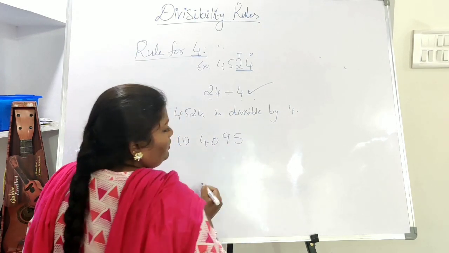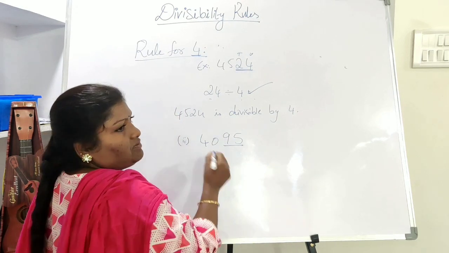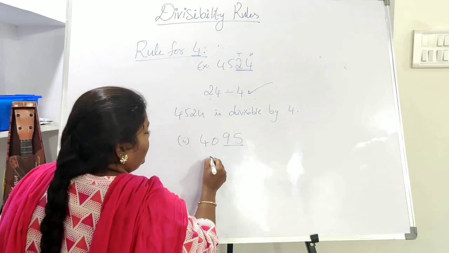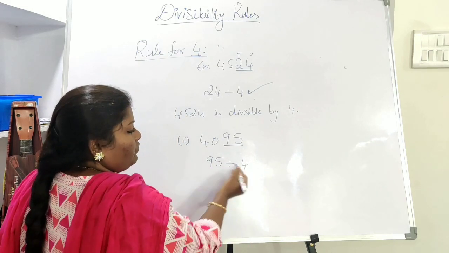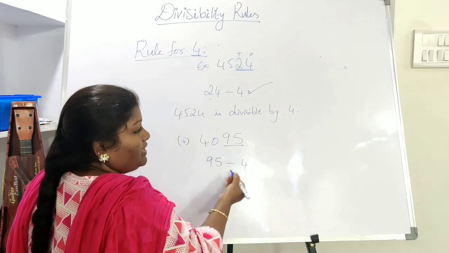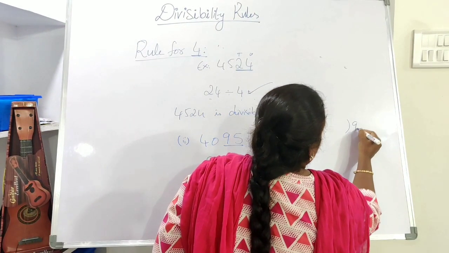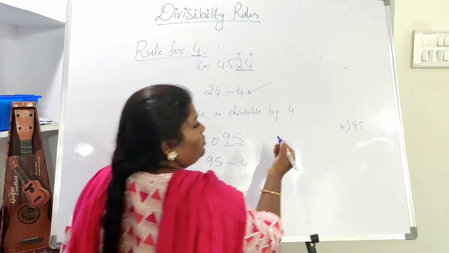4095. Now what you have to do? You have to check for these 2 digits whether this is divisible by 4 or not. Take 95 and check whether it is divisible by 4 or not. If you are not able to check directly by seeing, you can go for division. Instead of dividing 4 digits, it's easier to divide 2 digits.